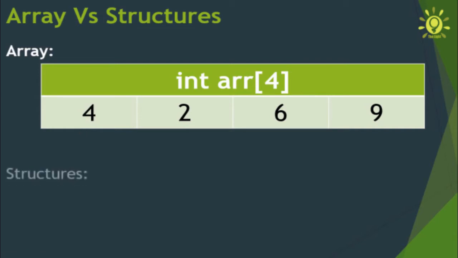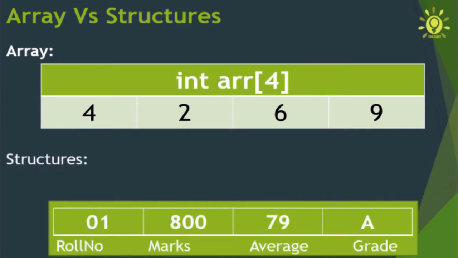So you can use a structure to use different data types collectively with the same name. You can see that roll number and marks both have integer data type, average has double or float data type, and grade has character data type. So guys, these all have different data types but the same name, Ali.